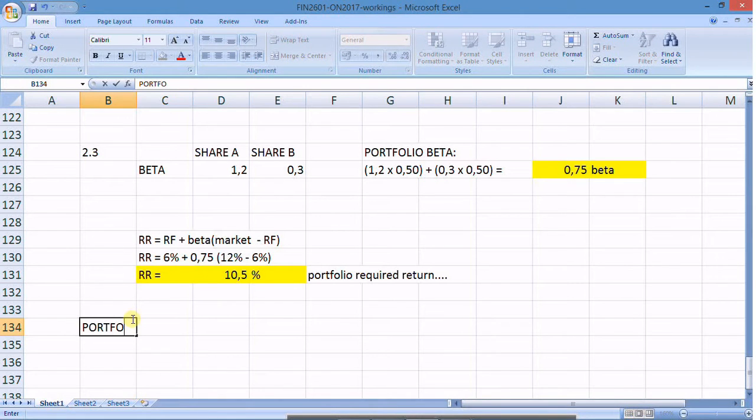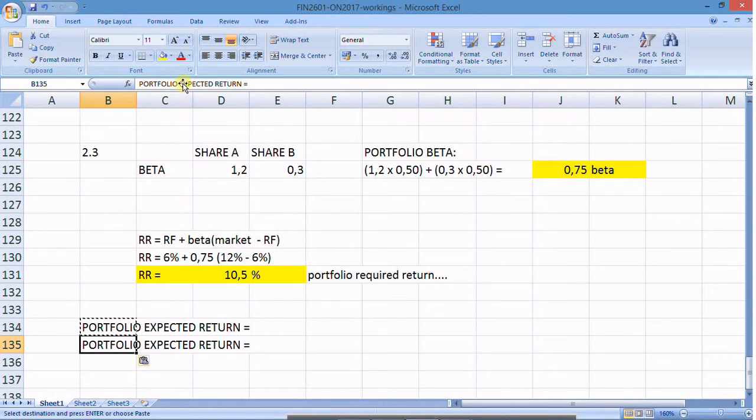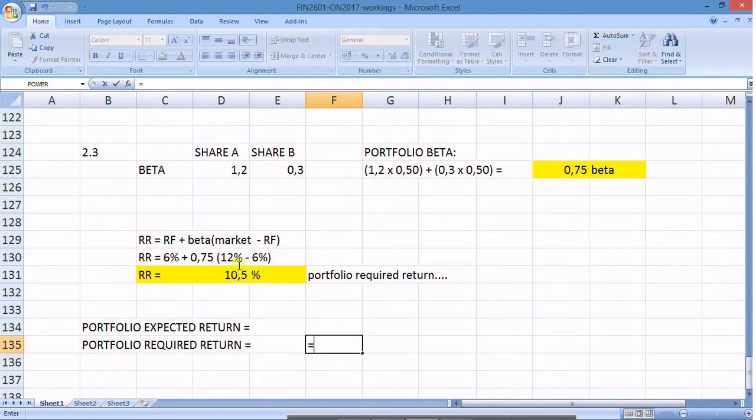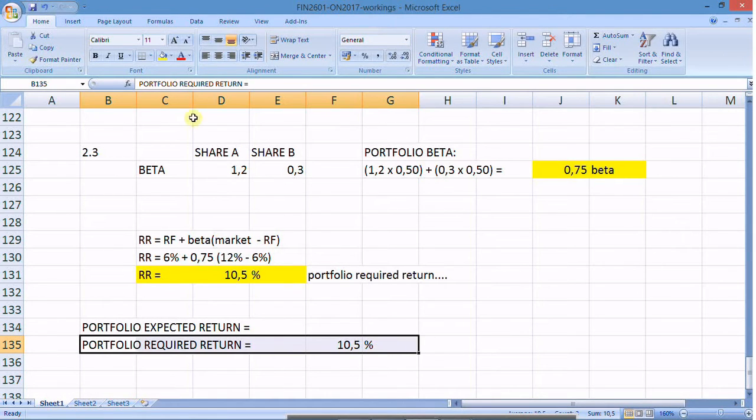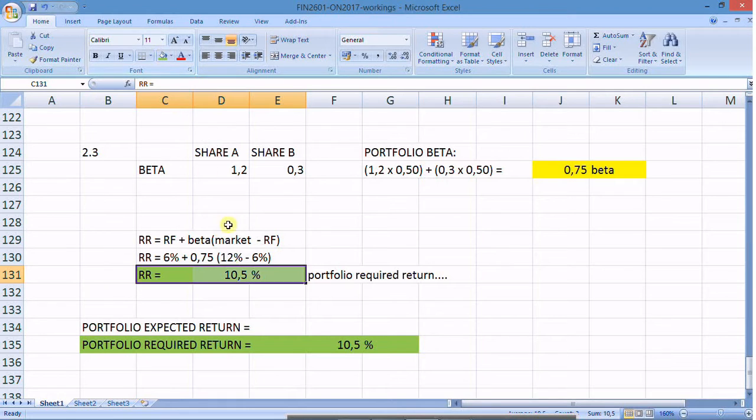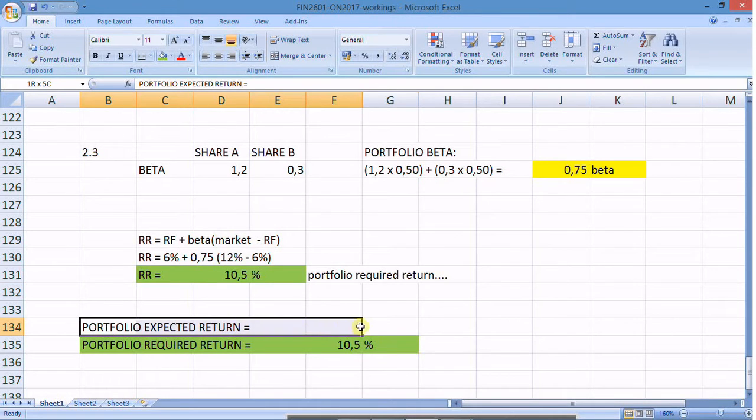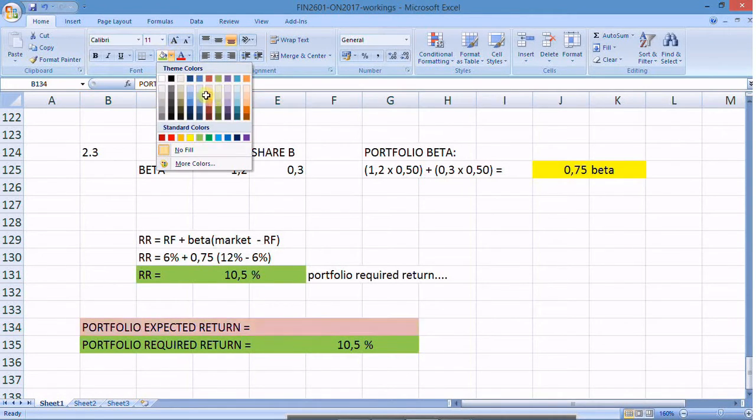Okay, so portfolio expected return equals portfolio required return. Required we already worked out. That's just the answer that we got there. Okay, we worked it out. Let's put a different color. That's what we're required. Okay, this is what we're expecting.